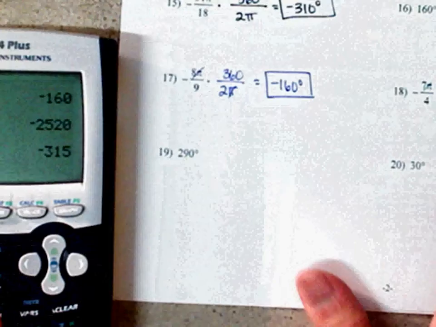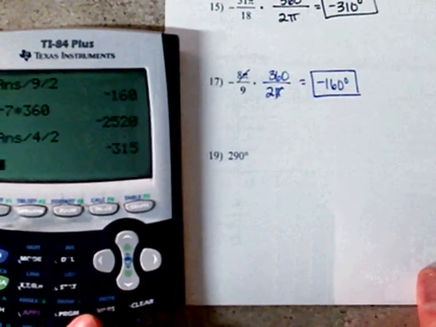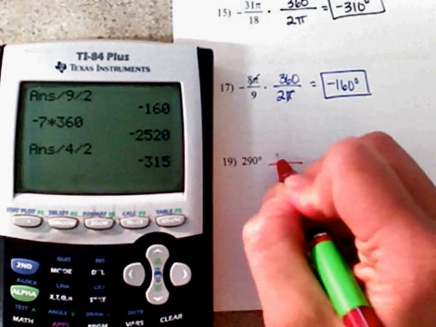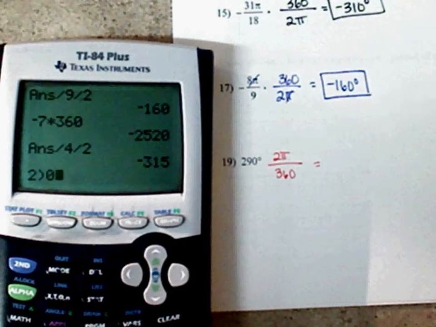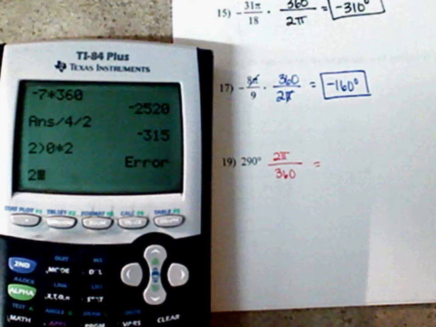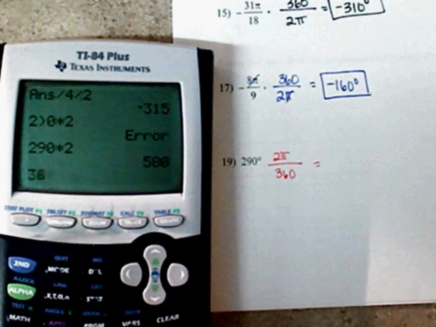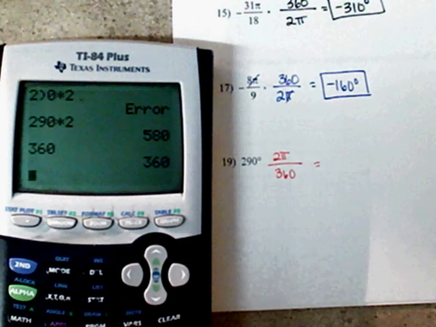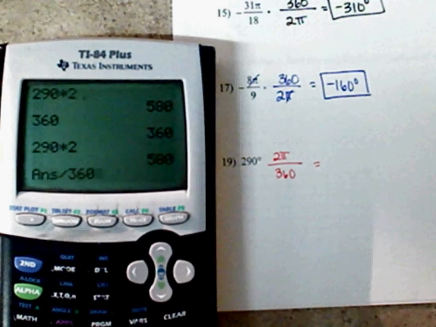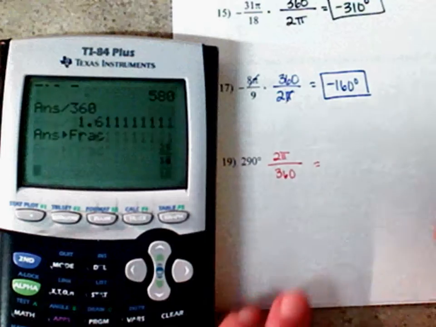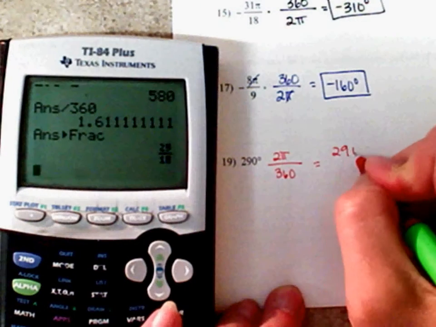Number 19. All right. I have degrees. Let's convert this one to radians. So 290 times 2 divided by 360. Let's try again. 290 times 2 divided by 360. That's the same thing as 29 pi over 18.